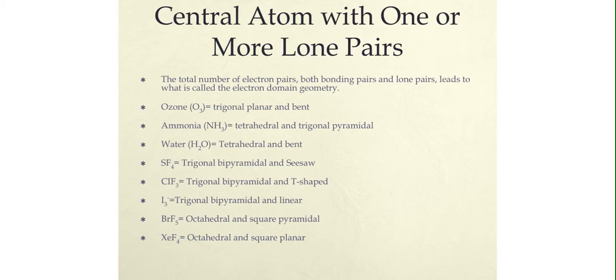If you have 3 bonding pairs and 2 lone pairs, that's known as a T-shape, with the electron domain geometry of trigonal bipyramidal. If you have 2 bonding pairs and 3 lone pairs, like in the example of ClF3, you have trigonal bipyramidal and linear. I might have read that wrong, but we'll get to that in class. If the number of bonding pairs is 5 and the number of lone pairs is 1, you have an octahedral electron domain and square pyramidal molecular geometry, example BrF5. And then finally, with a number of bonding pairs of 4 and a number of lone pairs of 2, you have octahedral and square planar.